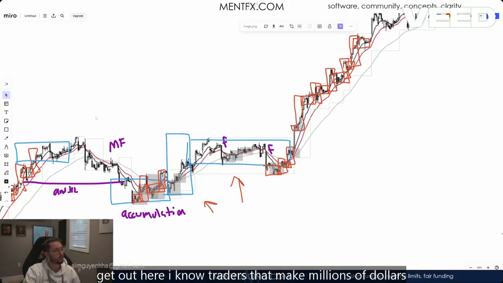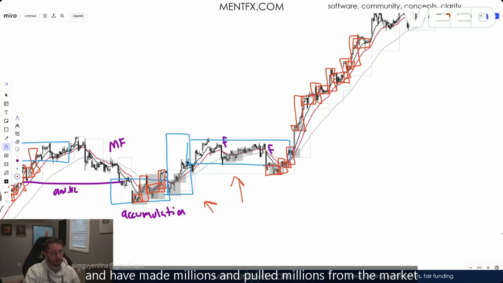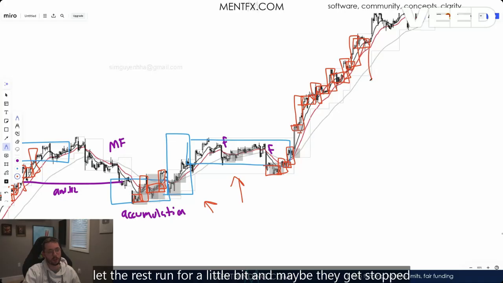I know traders that have made millions of dollars and pulled millions from the market simply trading moves where they enter here, they put their stop here, they let the move start, they take a partial, they let the rest run for a little bit, and maybe they get stopped out higher up. And that's it. That's their entire system.